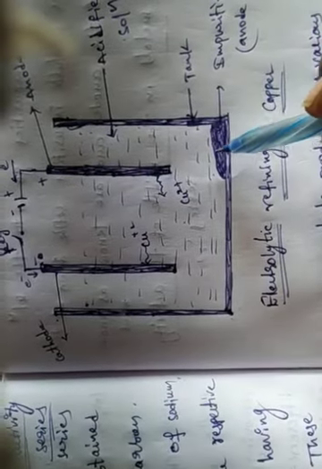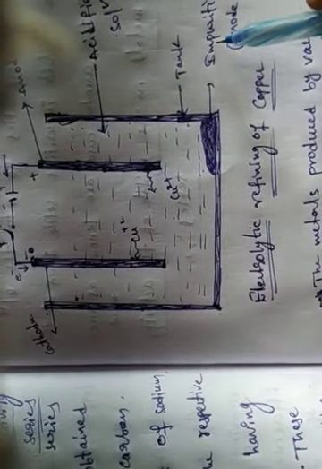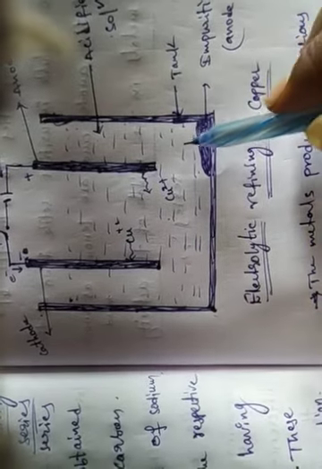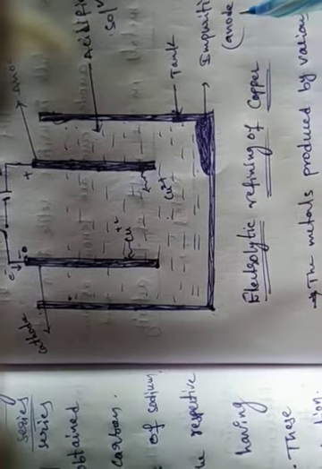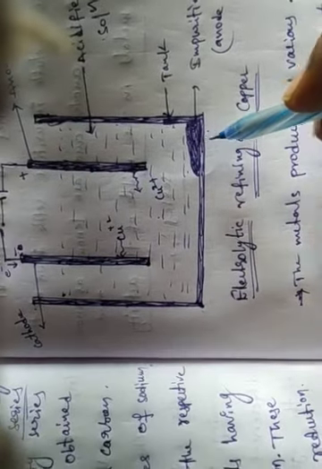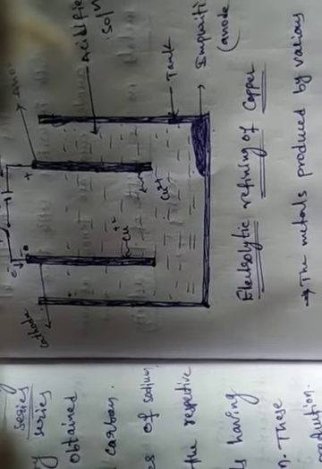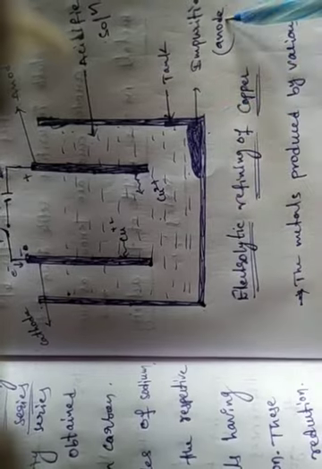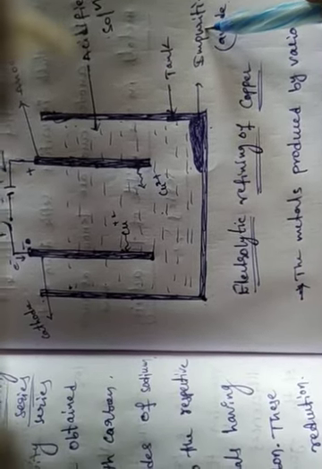And at the anode, the impurities are deposited near the anode at the bottom of the electrolytic solution. Okay, this is called anode mud. Anode mud means it is the impurities.